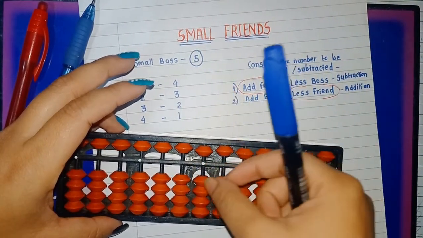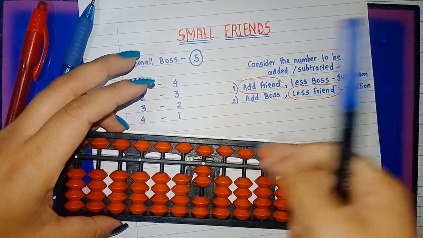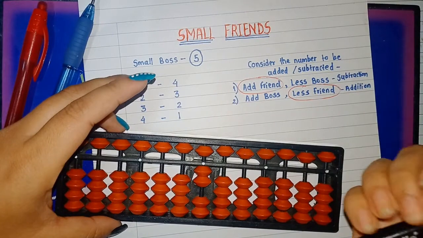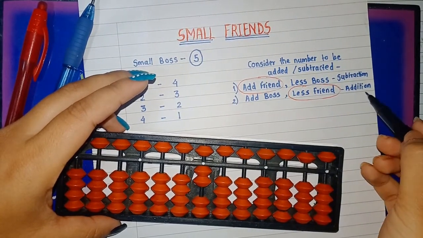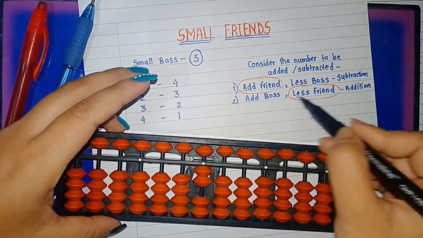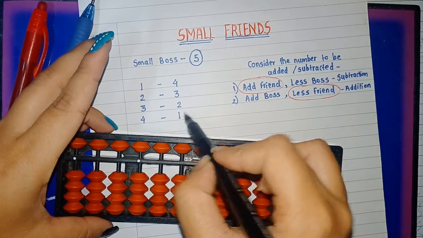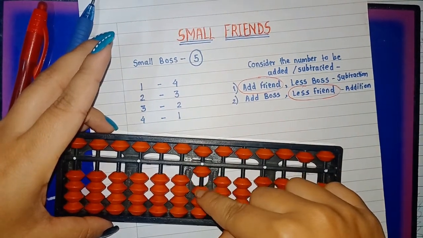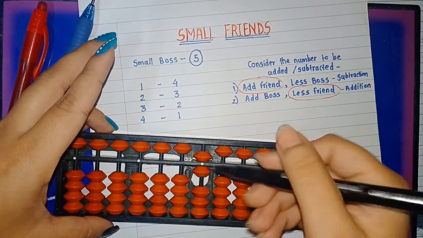One more example, let's take if 2 is there and we have to add 4 in it. Adding 4 means addition. So in addition, what we'll have to do? Less friend, add boss. So what is 4's friend? 4's friend is 1. So less 1 and add boss 5. Answer is 2 plus 4, 6.